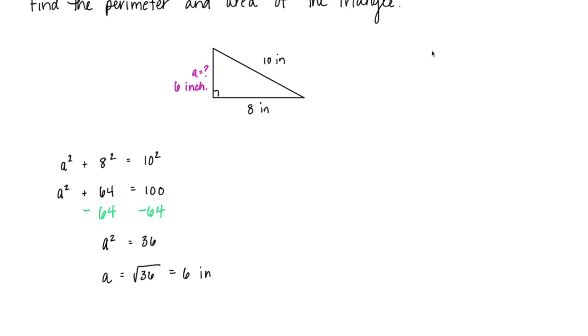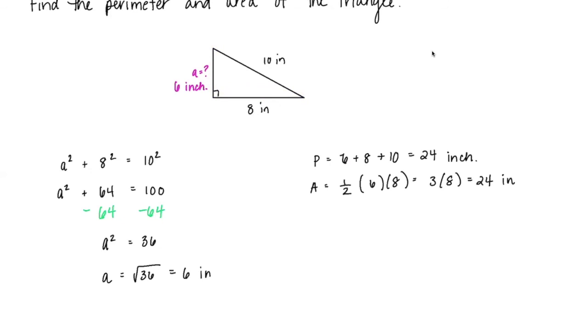Okay. And so immediately now I can go ahead and find our perimeter. We add these side lengths together, 6 plus 8 plus 10, to give us a total of 24 inches that we would walk around. And our area is 1/2 the base times the height, which is going to be those two sides that form that right angle. So it's 1/2 times 6 times 8. 1/2 times 6 is 3 times 8. That is 24. And the units will be inches squared.